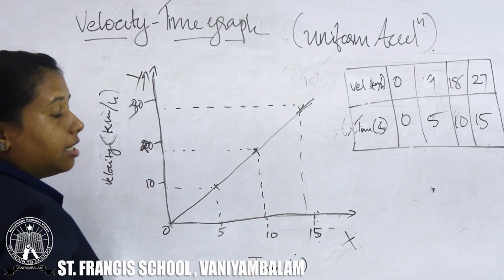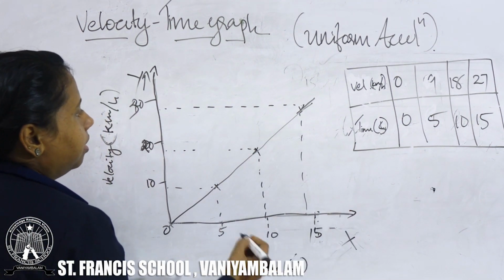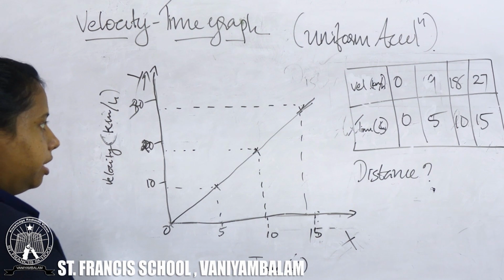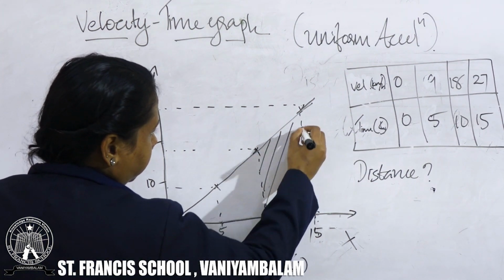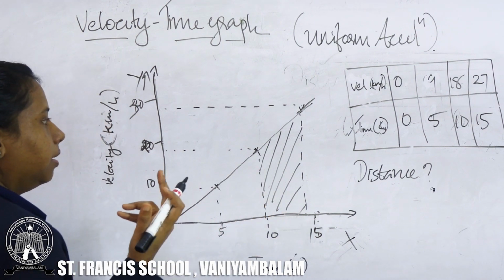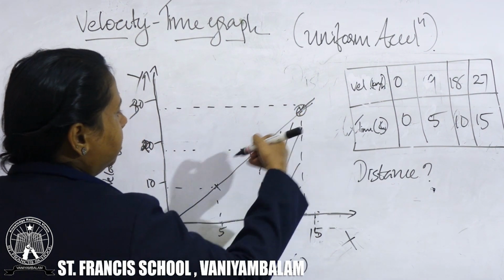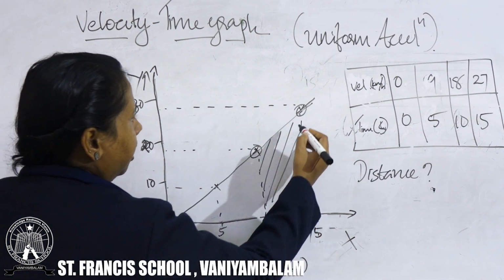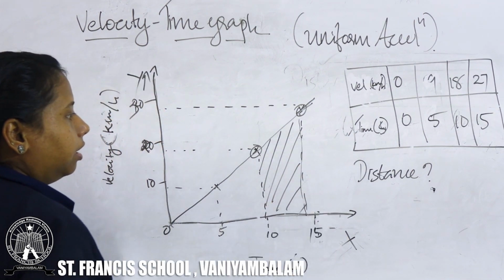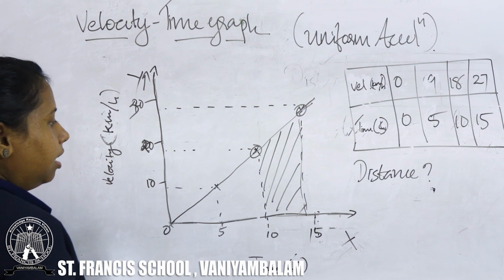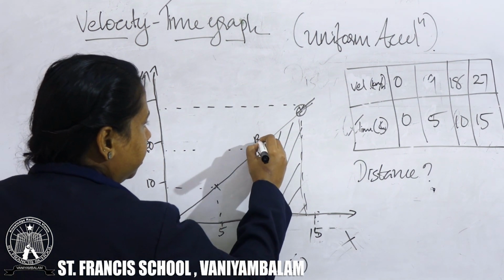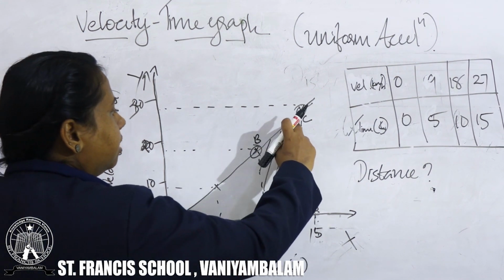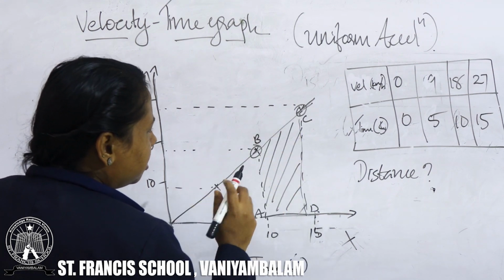Then what will be the distance? Now we are going to find out the distance again from this graph. We studied it is nothing but this area. We use 2 points from this straight line and a perpendicular line on both sides, and this area will give the distance. Suppose we name this A, B, C, D.